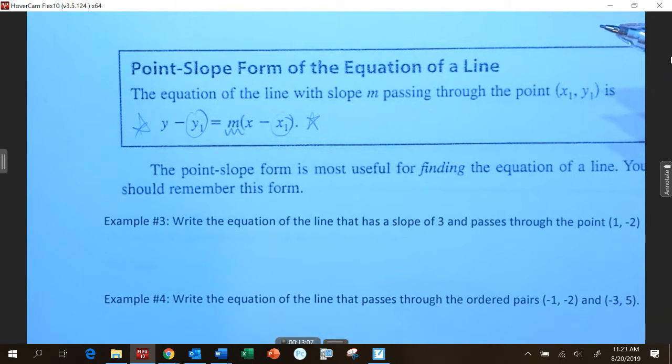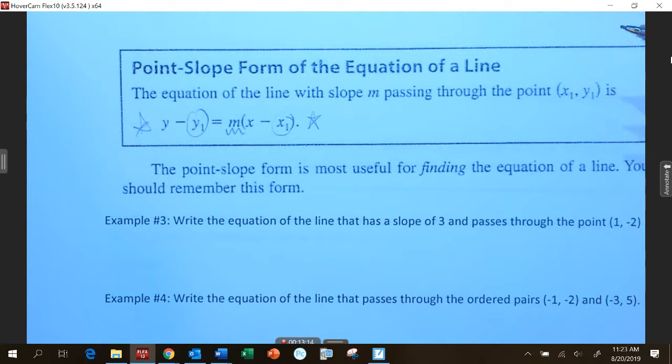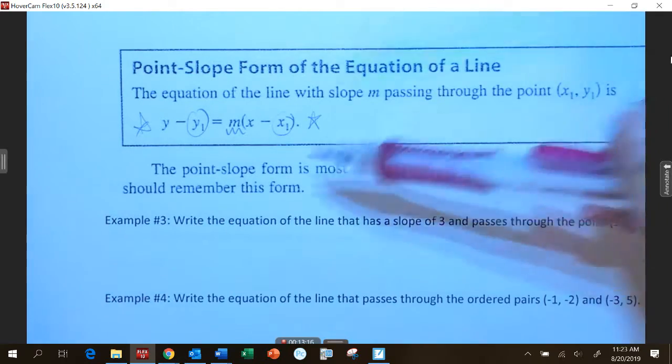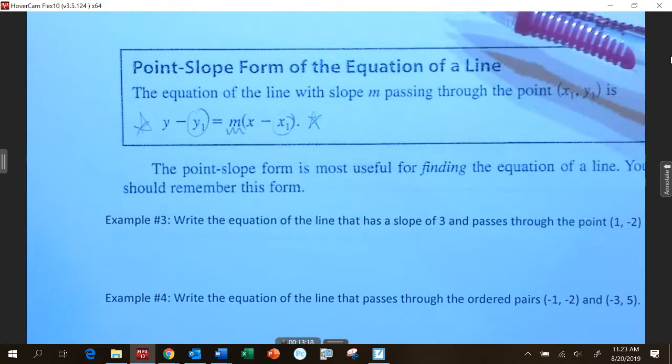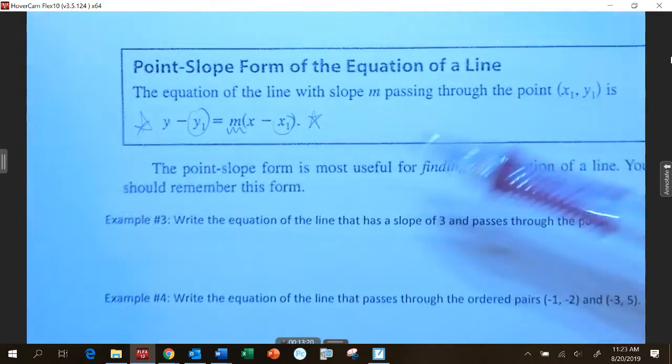Did anybody do transformations in Algebra 1? Transformations, like translate 4 units to the right. Vertical stretch of, this is a transformation form too. So we use this one a lot.